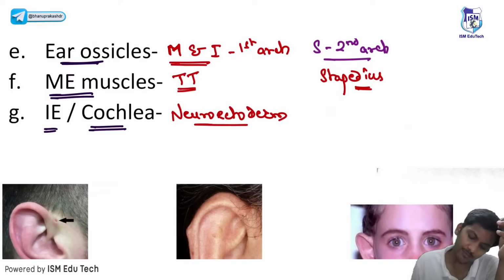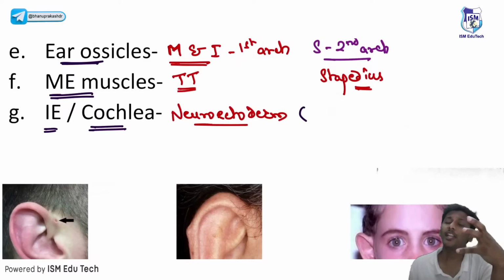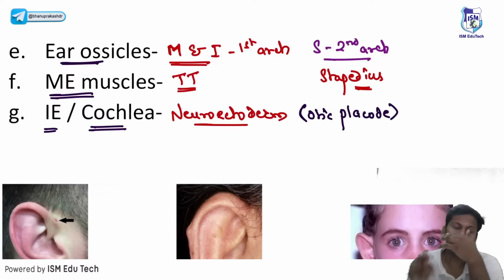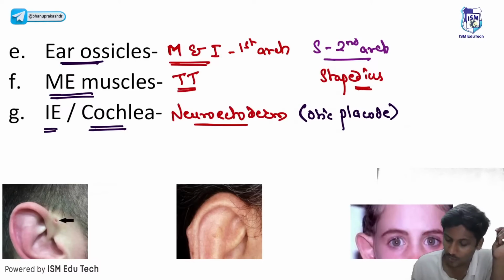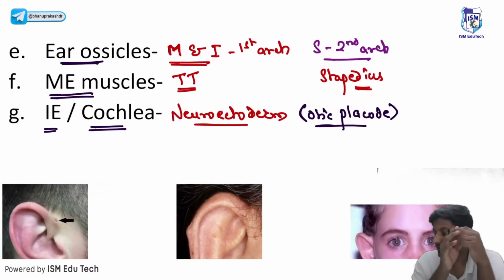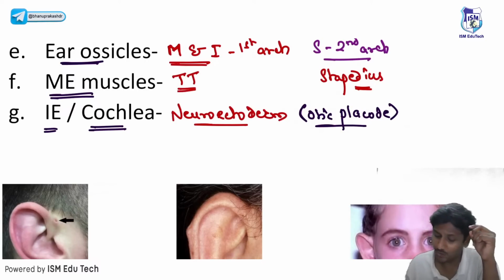Okay, what is formed from neuroectoderm? There is an otic pit, then there is an otic vesicle, or there is an otic placode. In one of the examinations earlier, otic placode was in the options, so don't get confused. A part of the neuroectoderm is called the otic placode, which forms the inner ear, or mainly the cochlea. That is important to be remembered. These are important one-liners. You can just remember them.